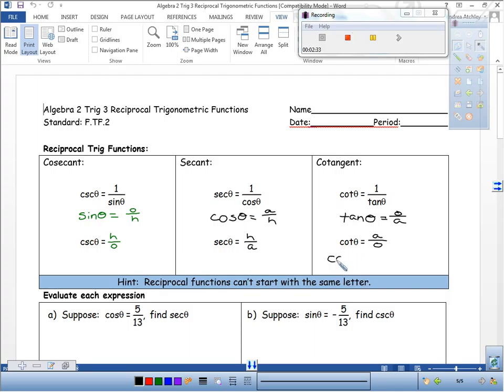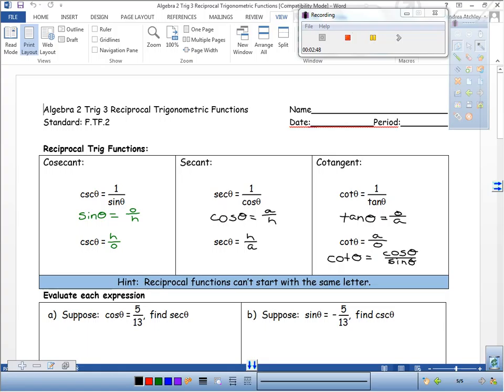We also need to know something else about cotangent. We talked about tangent being sine over cosine. So cotangent is cosine over sine. We will need to use that today. Any questions over that? We're all good?